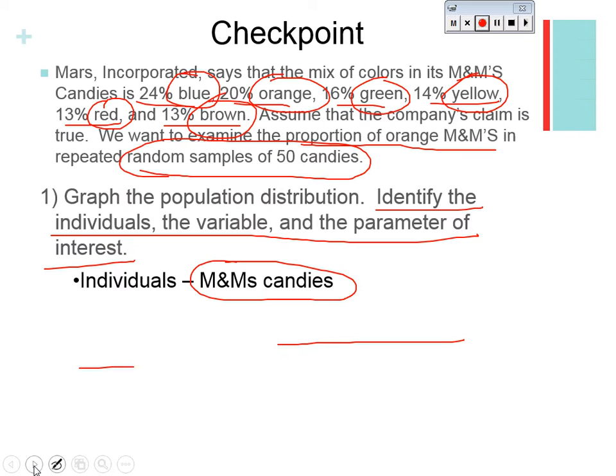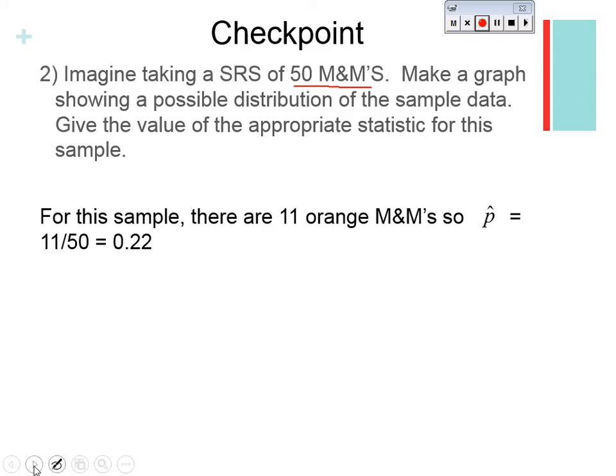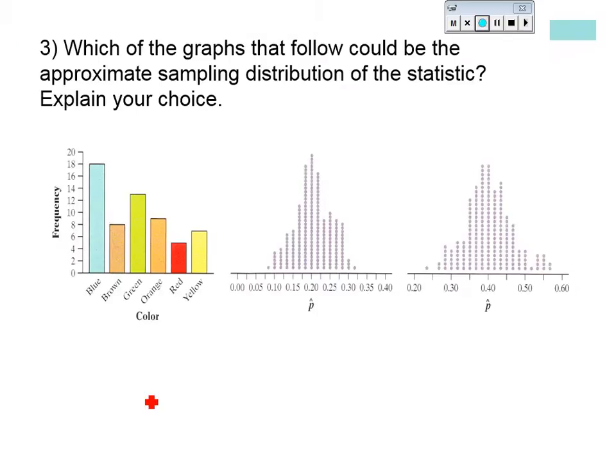But in terms of the sample, if we had a sample where there were 11 orange M&Ms out of 50, we would say that the p-hat value was 11 out of 50, which would be 0.22. So that's just some different things with the value of the statistic that comes from that sample.